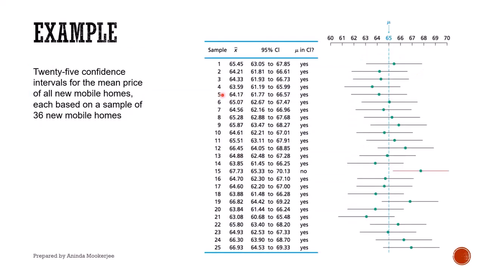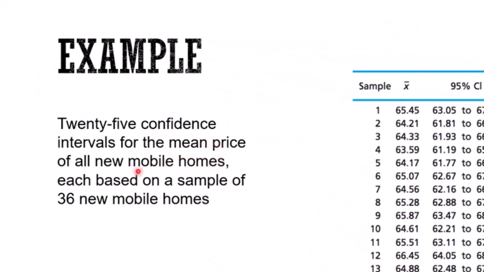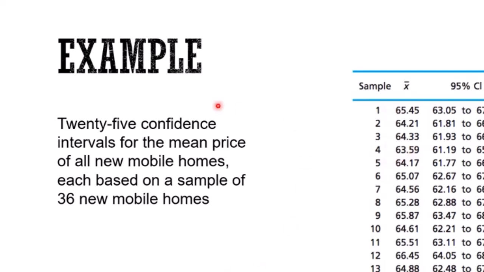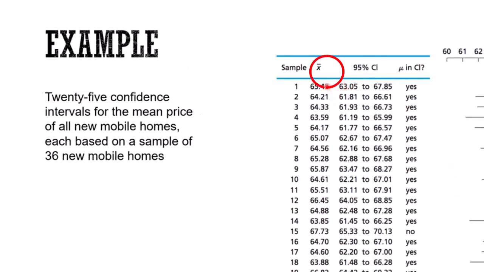Now here we have an example of several confidence intervals obtained from different sample studies from the same population mean. The study was for the mean price of all new mobile homes, each based on a sample of 36 new mobile homes. That means the sample size of each sample was 36, and they came up with all possible samples from the same population, and there were 25 samples that could be created, and then they found the sample means for each of the samples. And as you see, the sample means will differ for each sample because there are different mobile homes included in each sample.